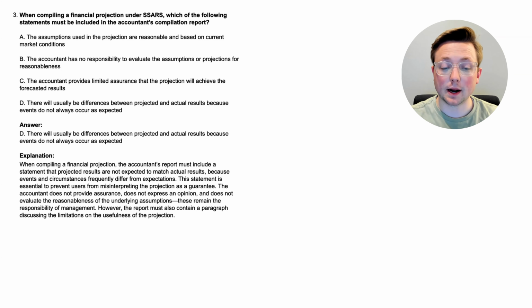So let's go through this. When compiling a financial projection, the accountant's report must include a statement that projected results are not expected to match actual results because events and circumstances frequently differ from expectations. This statement is essential to prevent users from misinterpreting the projection as a guarantee. The accountant does not provide assurance, does not express an opinion, and does not evaluate the reasonableness of the underlying assumptions. These remain the responsibility of management. However, the report must also contain a paragraph discussing the limitations on the usefulness of the projection, and that has to do with the differences that are going to be there between the projection and the actual results. Basically, the accountant is just straight up saying, this is a projection, but there is no guarantee that this projection will be the same as the actual results.